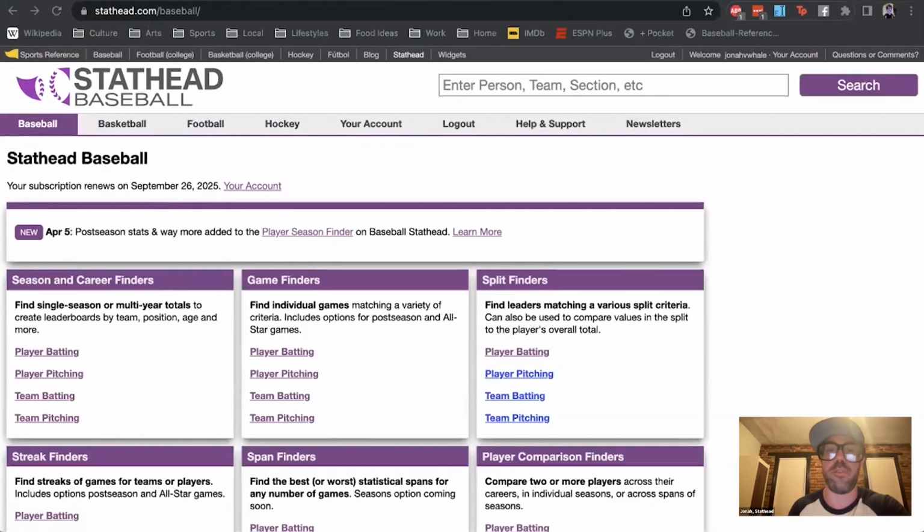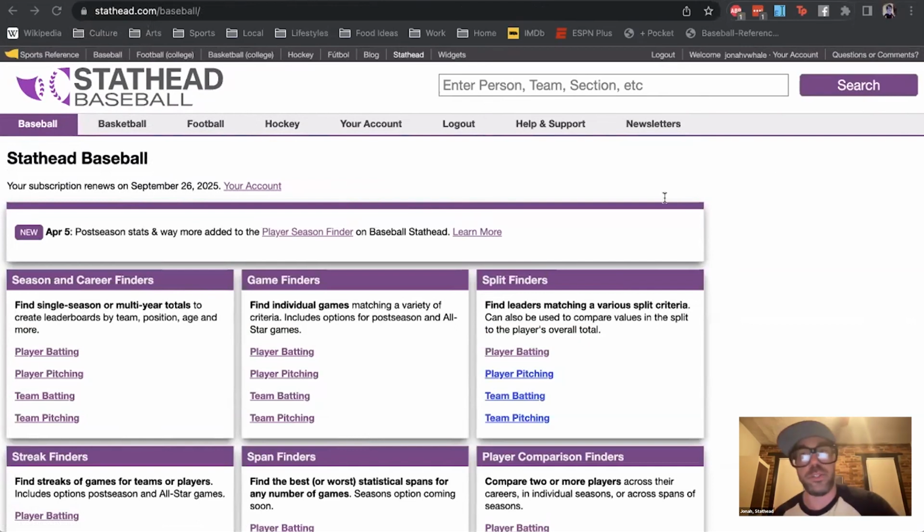And that is the base tool. I would say that's probably the most popular tool. Someone asked, I think there's a question, I'm not sure if we'll get to it, what's the most popular Stathead tool? That is by far, I think, the most popular one, the season finder.